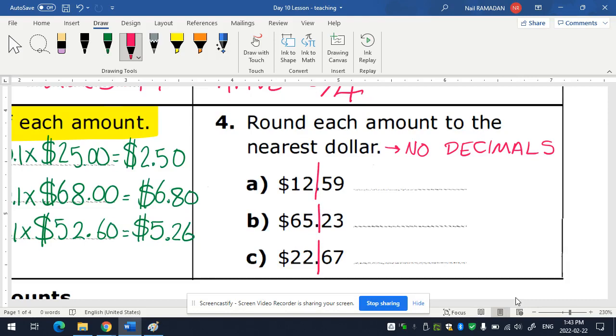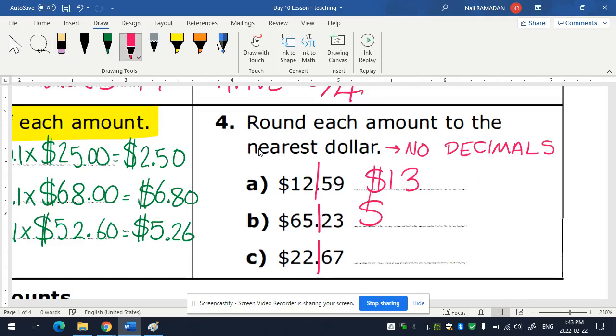Now 12.59. Is that closer to 12 or 13? 13. Because this 5 is going to bump this 2 to a 3. So that will be 13. And everyone, I don't care if you make it 13 or 13.00. But since the question already said nearest dollar, we don't really need to show any cent places or any decimals. So that's fine.